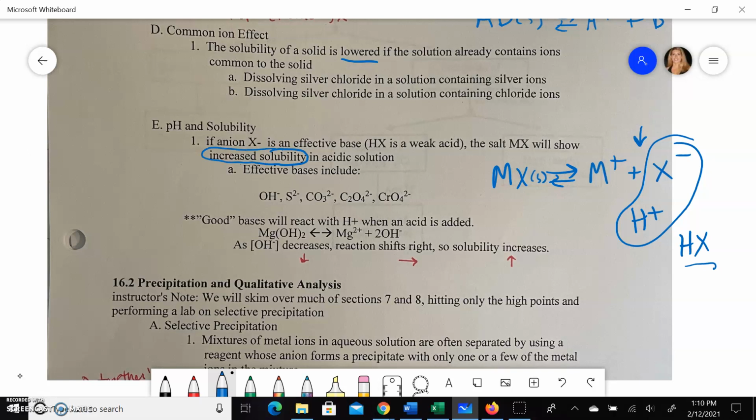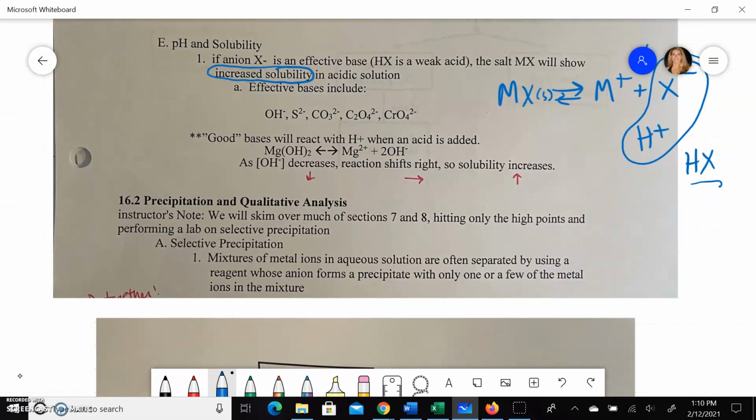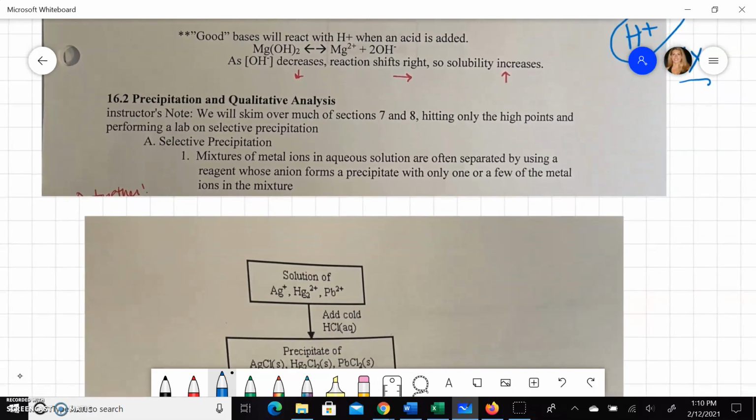And these are some examples of really good bases. A good base will react with H+ when the acid is added, and therefore it will take away that ion, and so it'll shift it towards the ion, which increases the solubility. All right, let's skip over to the next section.